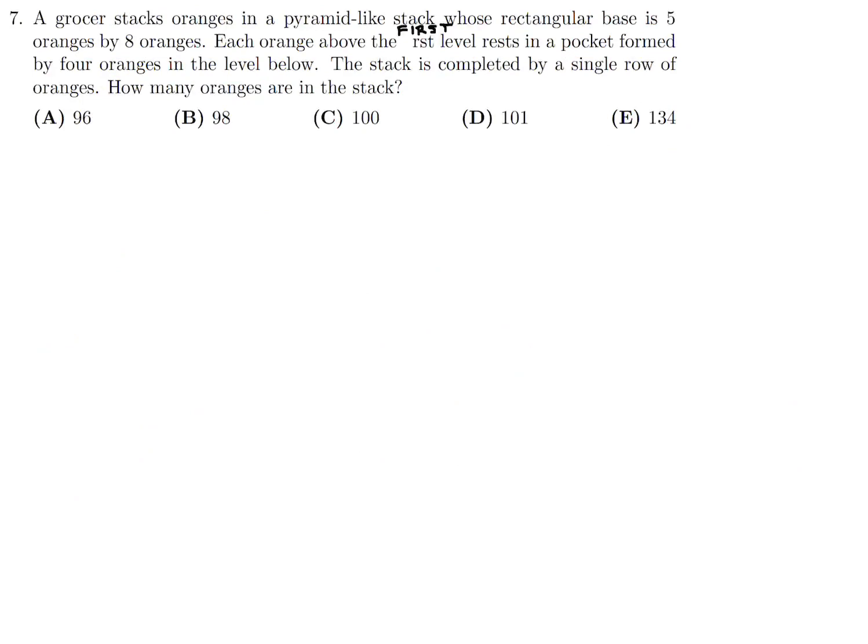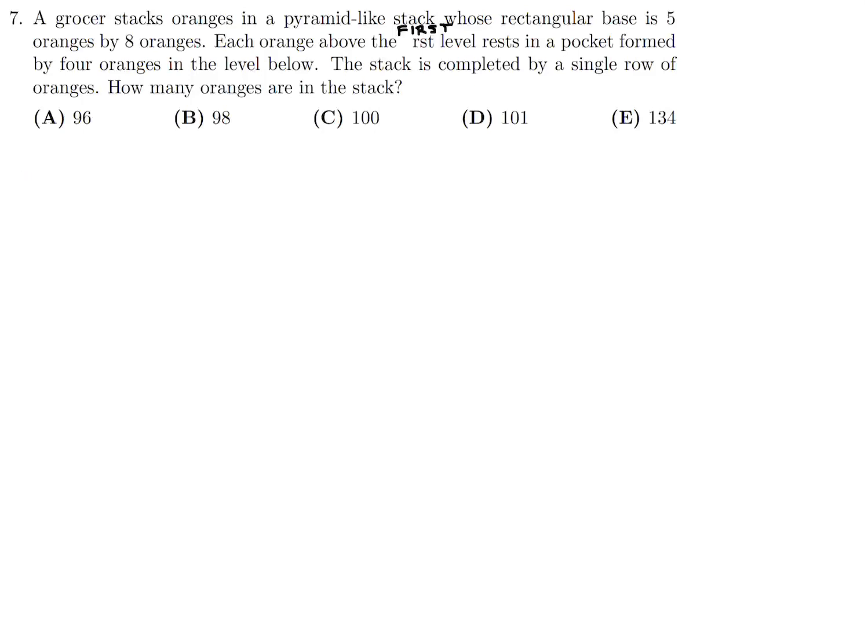A grocer stacks oranges in a pyramid-like stack whose rectangular base is 5 oranges by 8 oranges. Each orange above the first level rests in a pocket formed by 4 oranges in the level below. The stack is completed by a single row of oranges. How many oranges are in the stack?